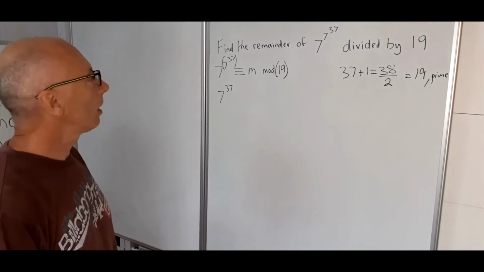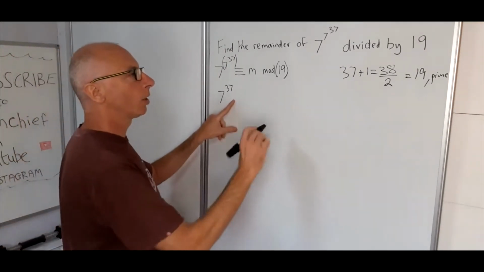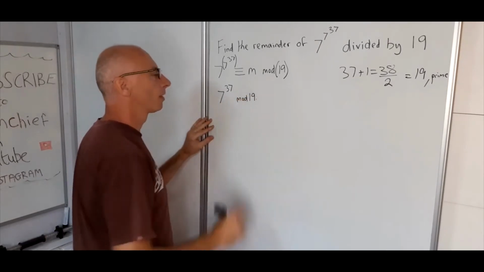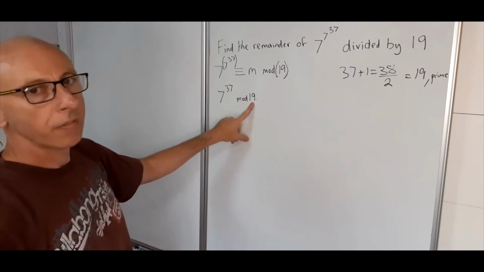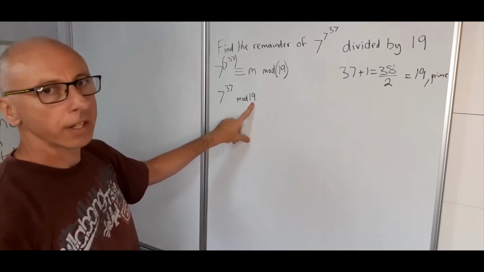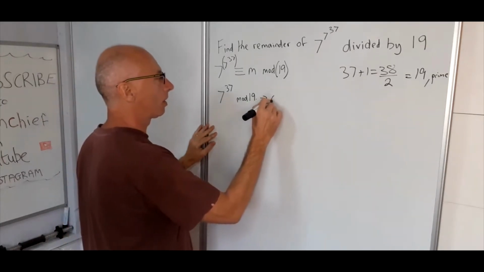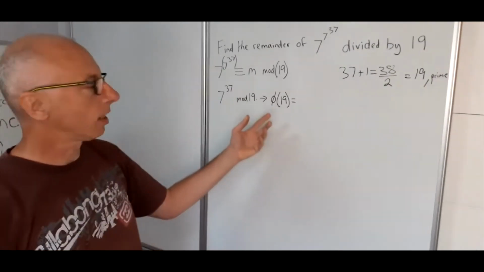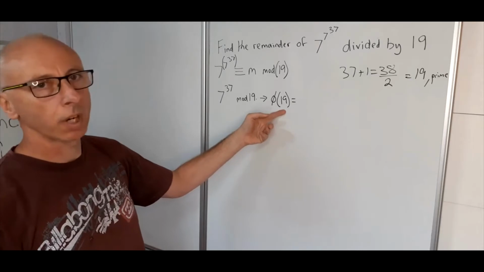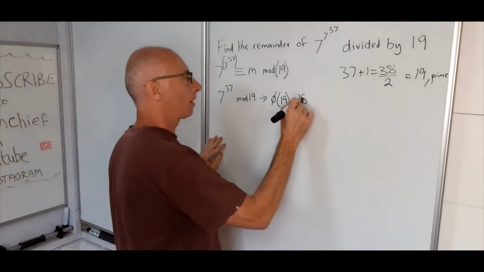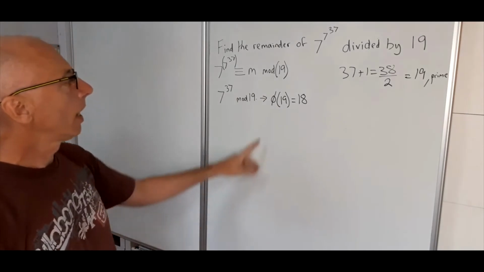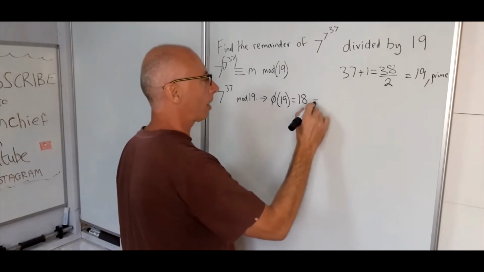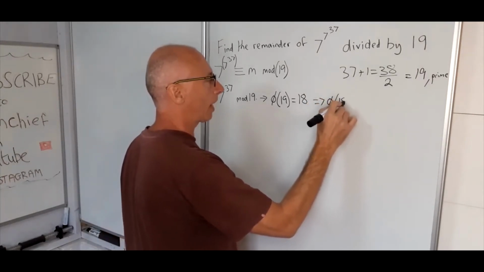So what we can do here is have a look at this modulo 19. Okay, so with that, what we can say is that we have phi of 19. That's the Euler's totient function. Phi of 19. Well, as 19 is prime, it's got 18 coprime divisors. So therefore that equals 18. And our next goal is to find phi of 18.